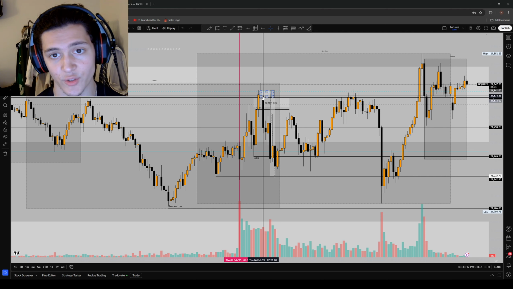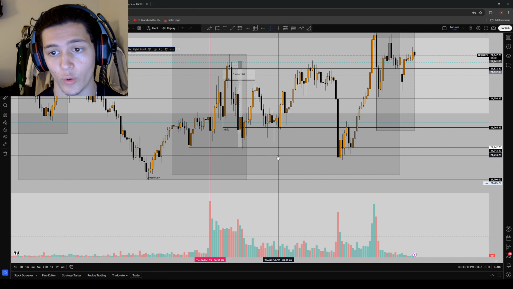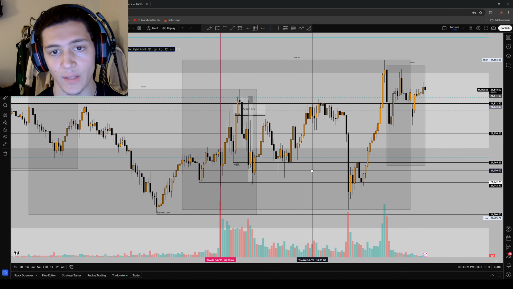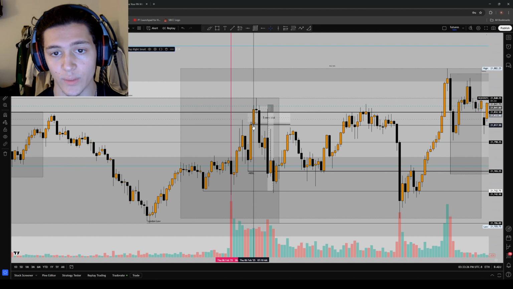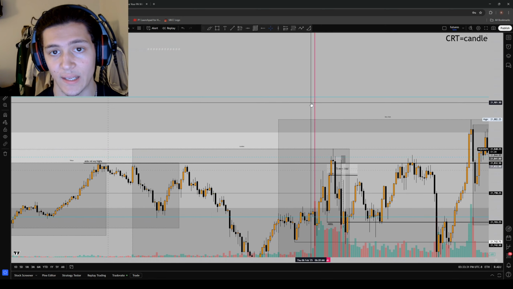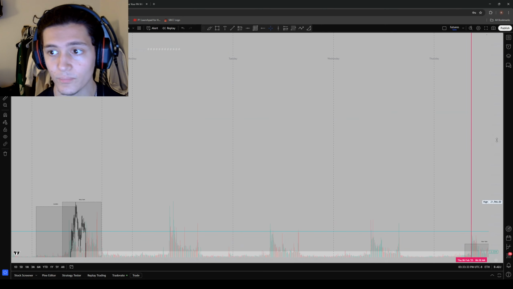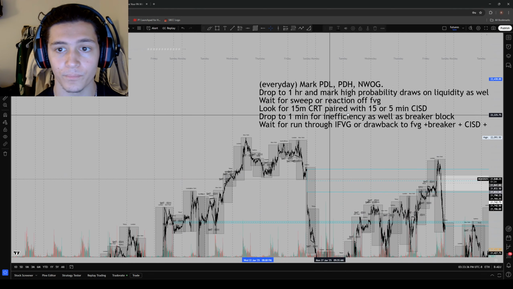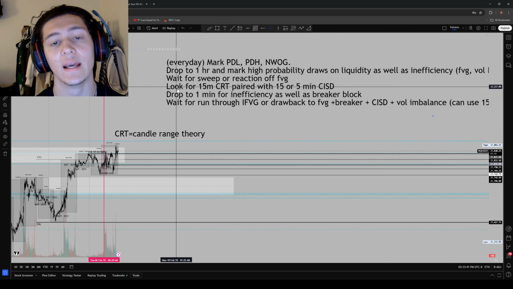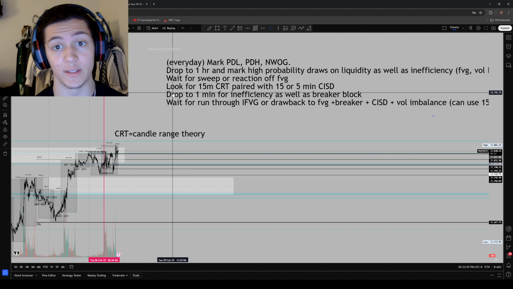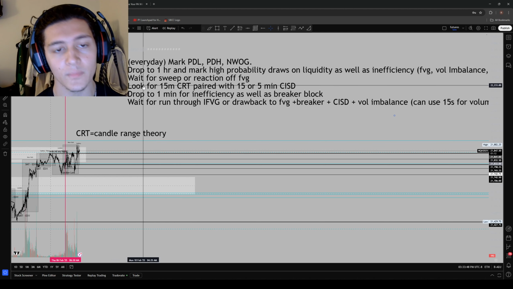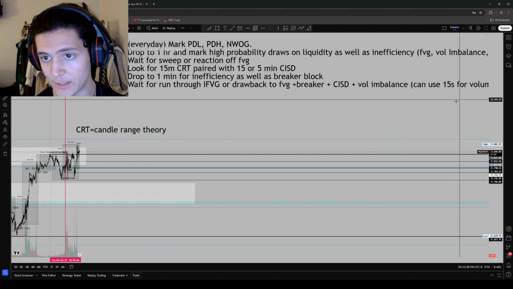We attempt to go past, reject, and so now I'm looking for a move in the opposite direction, a change in the state so that I can scale down into the lower time frame. So the second we get a 5-minute change in the state, I also notice we have a 5-minute inverse fair value gap. Now, from that point, let's bring this back over here so I don't have to scroll away every time. After that point, it's time for me to drop down to the 1-minute time frame, mark out my inefficiencies, my breaker blocks, and wait for a run through and a retest.